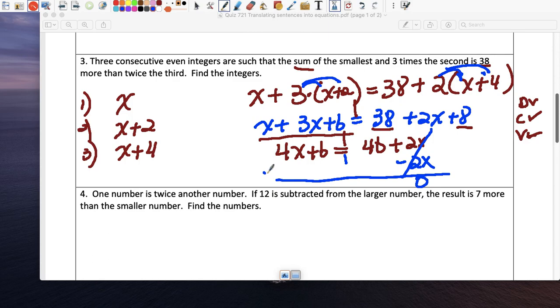Therefore, I subtract 2x on the other side, right? Whatever you do on one side, you do on the other. Keep your equation balanced. So 4x minus 2x is 2x. Plus 6 comes down. 46 comes down here.